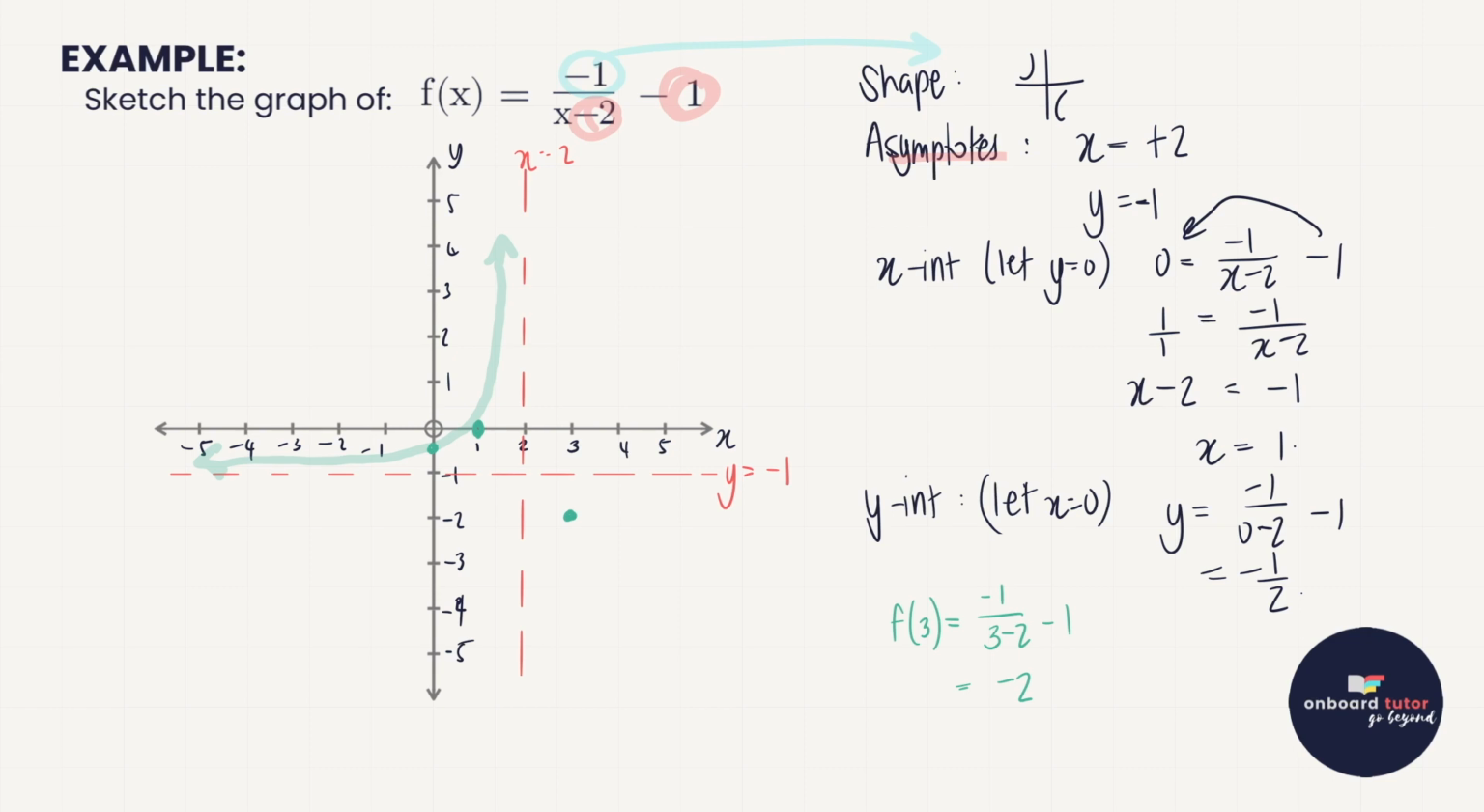And then let's do the same with the point 5. So let's work out f of 5. So now we're going to say minus 1 over 5 minus 2, minus 1. And let's see what we end up with there. 5 minus 2 is 3. So we've got minus a third, minus another 1. So it's minus 1 and a third there. So 5 and minus 1 and a third. Probably going to be around about there.